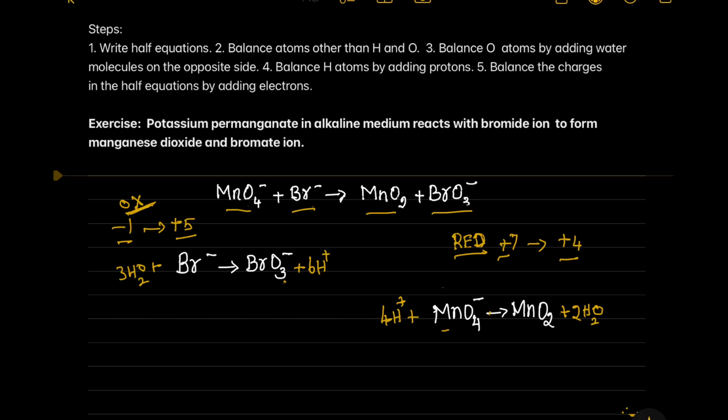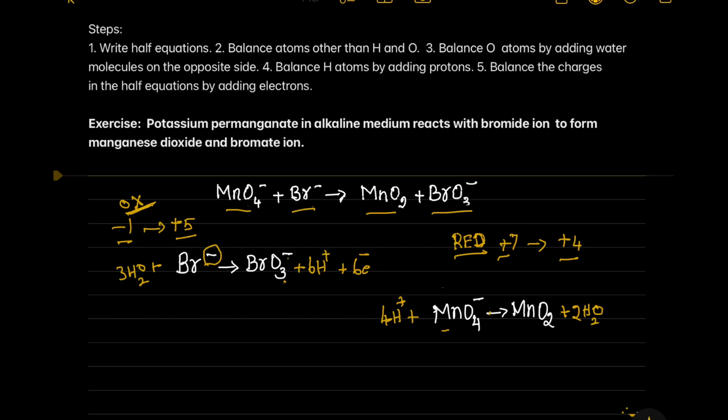The net charge on the left side of the first half equation is -1 and that on the right side it is +5. That is -1 and +6. It makes +5. Addition of 6 electrons on the right side of the first half equation balances its charges.